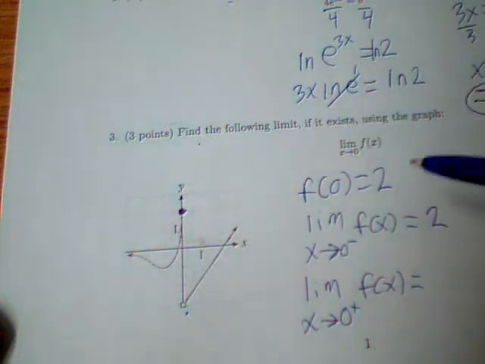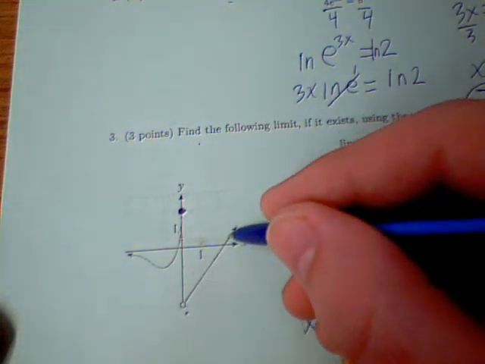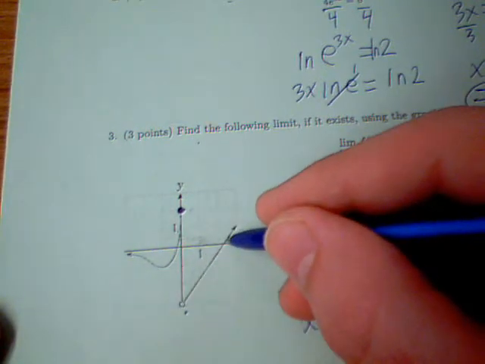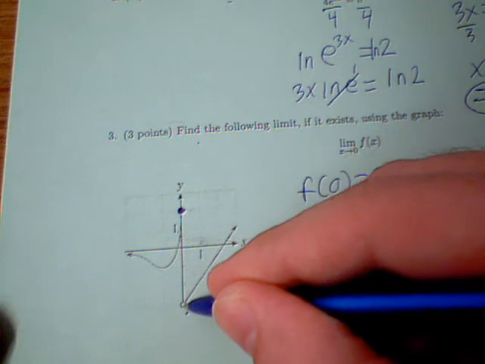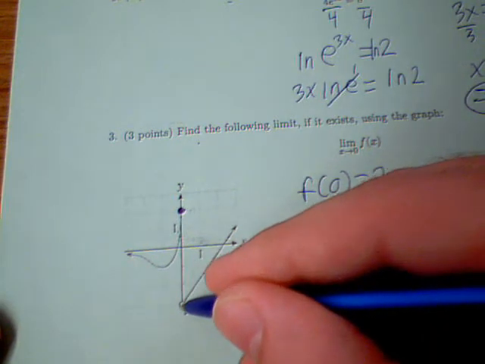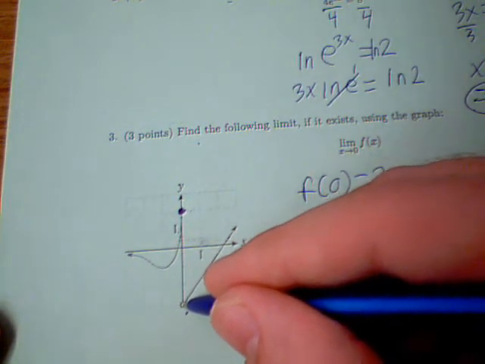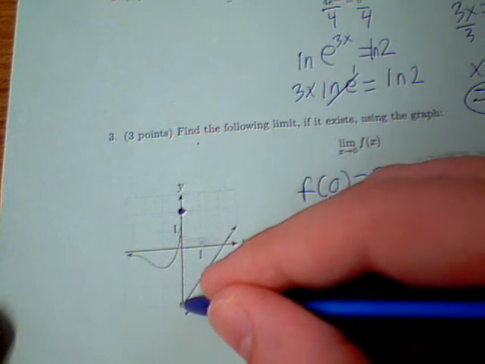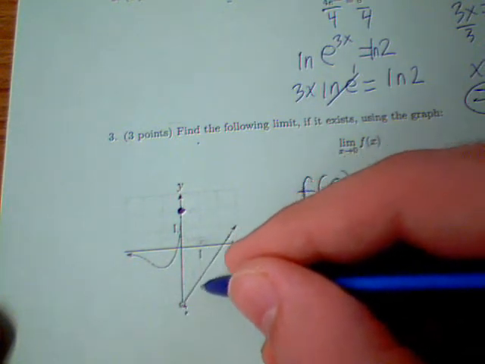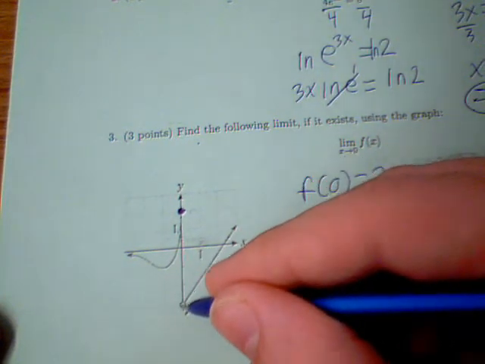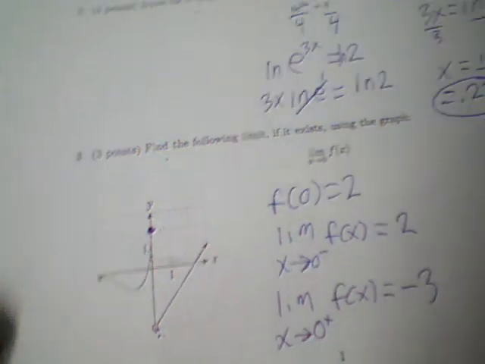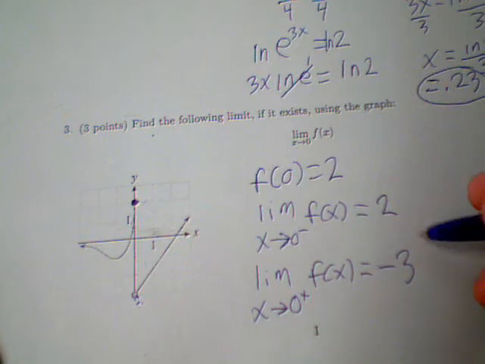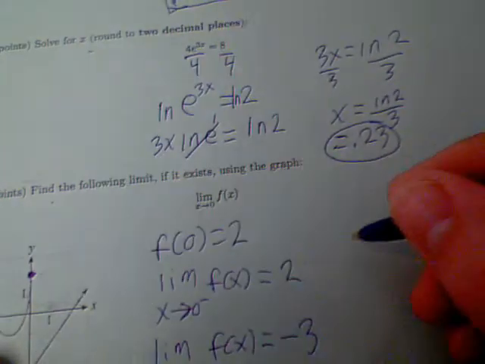Alright. I'm going to come in from the right. So now, here's 0, I'm going to be to the right of 0, I'm going to follow this along, and this is where it stops. I never actually achieve this value, this is negative 3, but as I get really, really close from the right, it is approaching negative 3. So 2 and negative 3 are two different numbers.